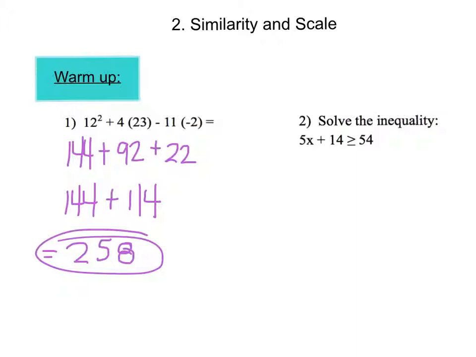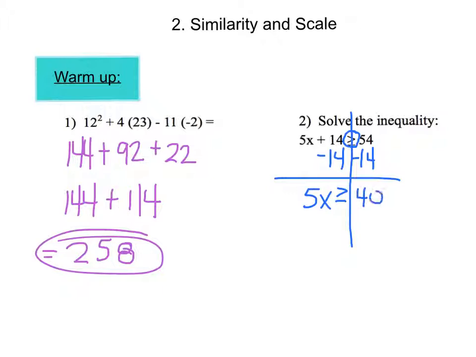Next, we have to solve our inequality. Solving inequality is very similar to solving equations, except rather than an equal sign, we have our lovely inequality sign. So we have 5x plus 14 is greater than or equal to 54, rather than simply equal to. Still, like always, we can draw our line. Let's minus this 14 first. And I'm left with 5x is greater than or equal to a grand total of 40.